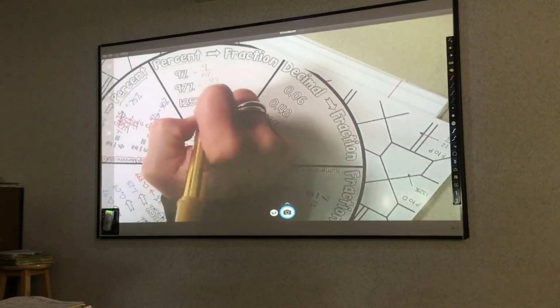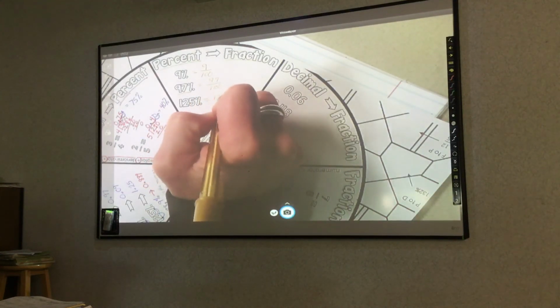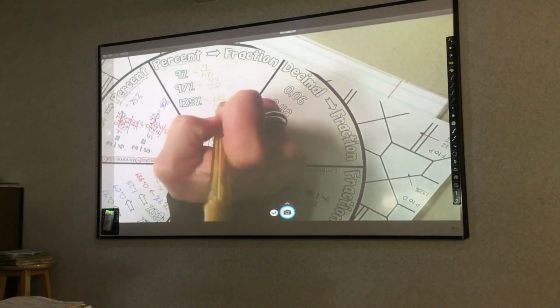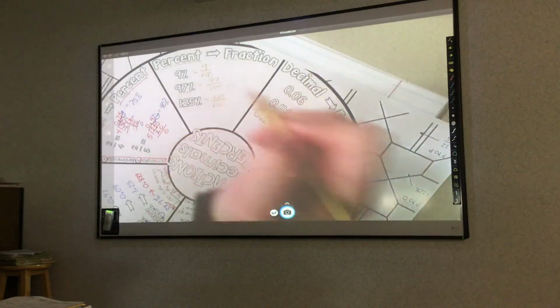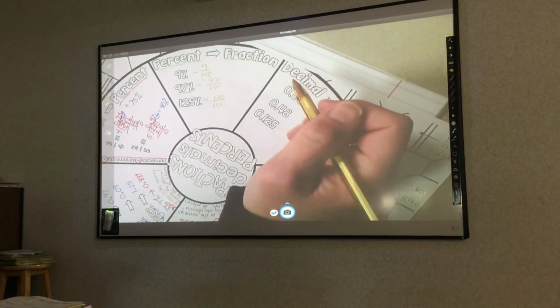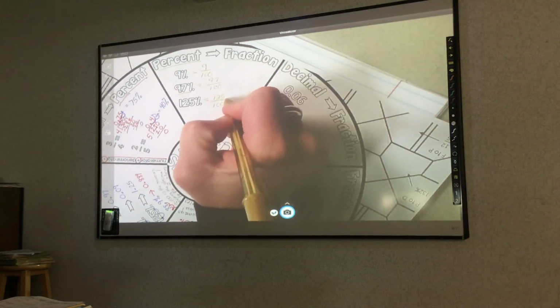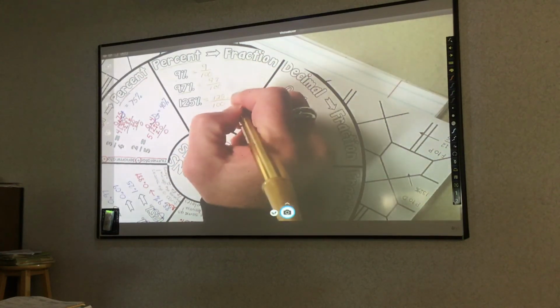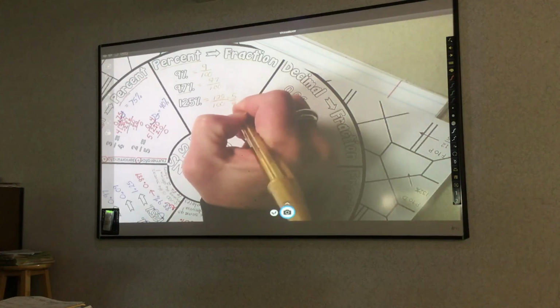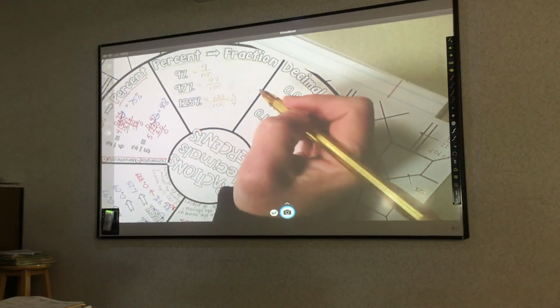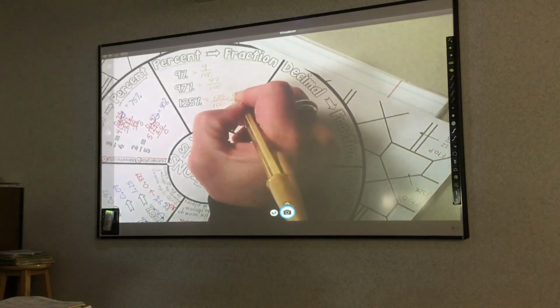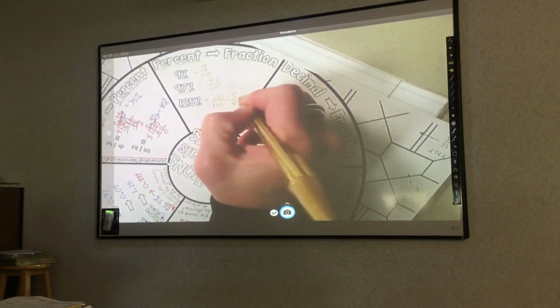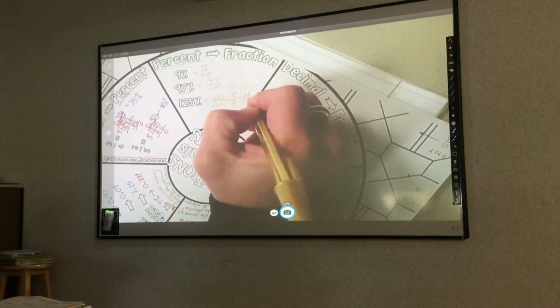So 125% is 125 over 100. I can reduce this. I can do it by 25, which would be 5/4. But then I'm not going to leave it as an improper fraction either. 5/4 really becomes 1 1/4.